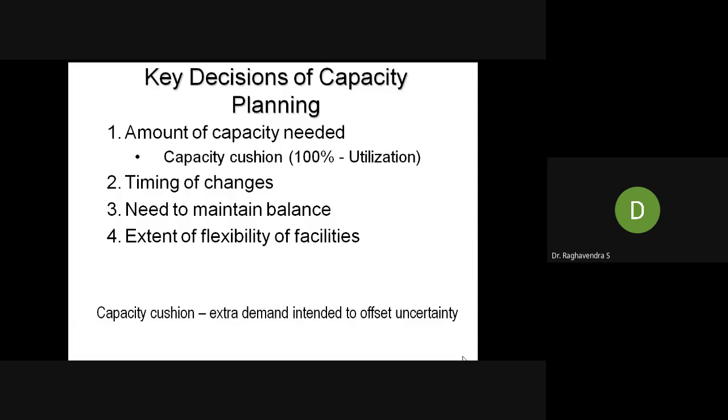Next, extent of flexibility of facilities. Sometimes technology suddenly changes. Suppose you are producing one product which has a certain design, but suddenly a new technology comes into the market, then your company should change accordingly. You should have that flexibility in the facilities, right?